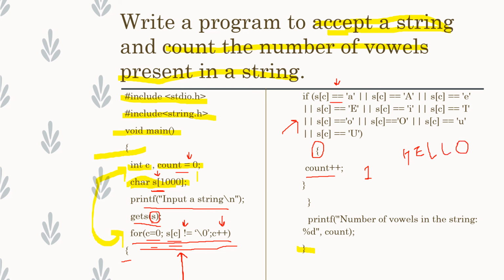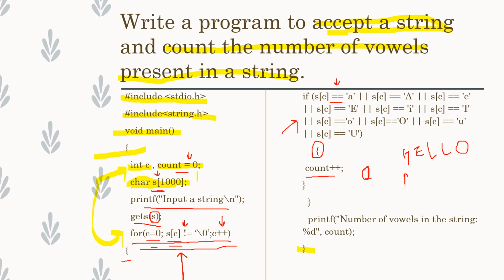Okay, then what happens when c is equal to 0? S of 0 is my h. So it will check whether it is a, e, i, o or u. It's not there, so my count will not get incremented. Here the count stays 0 as it is.